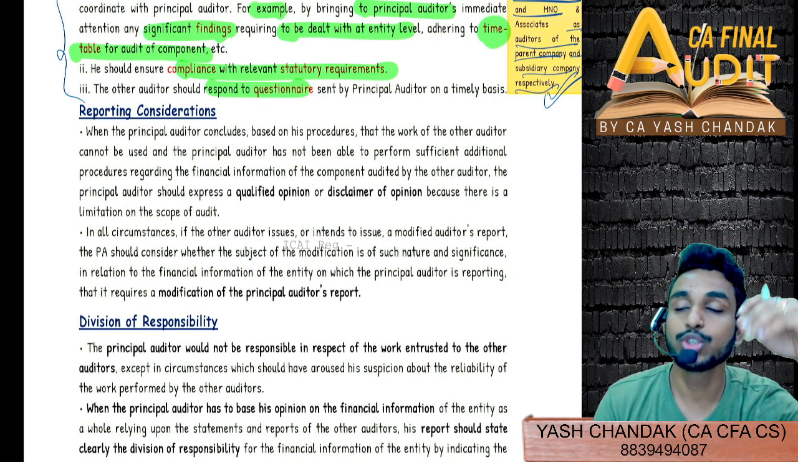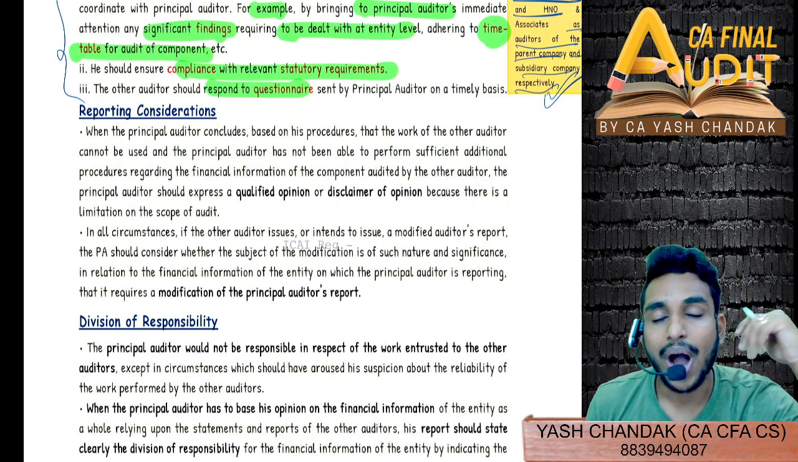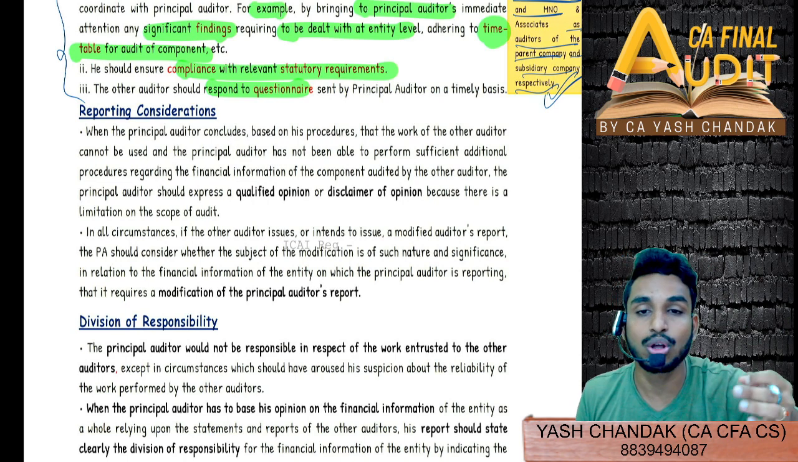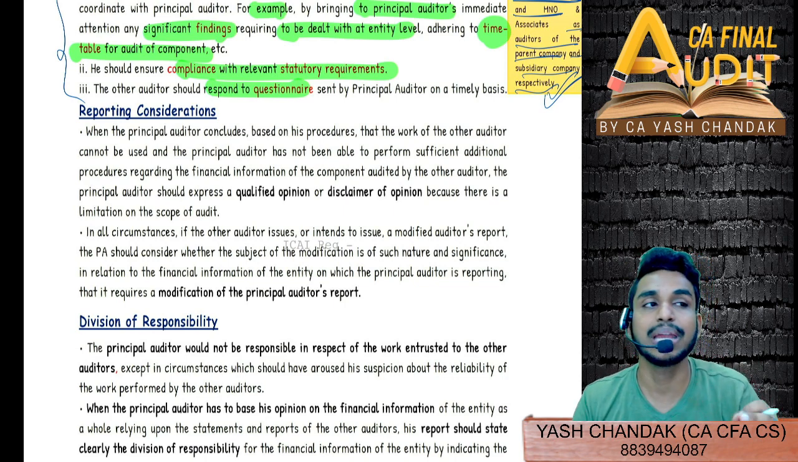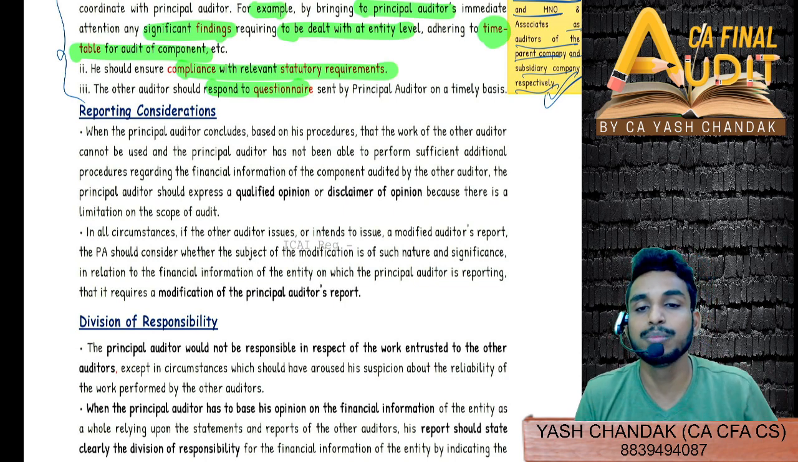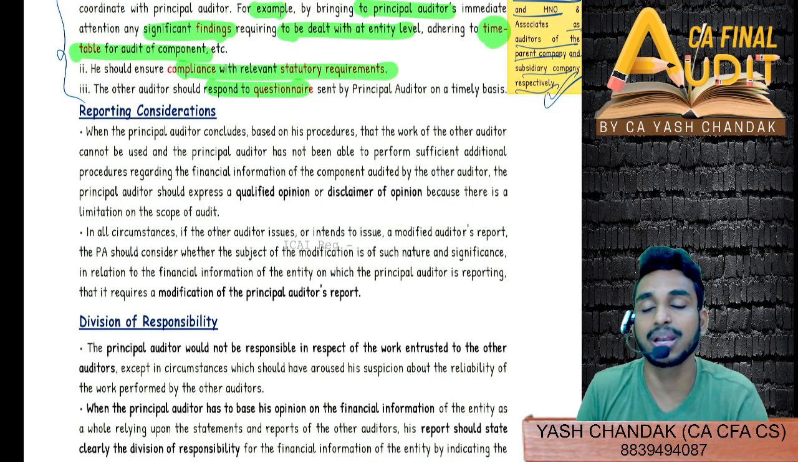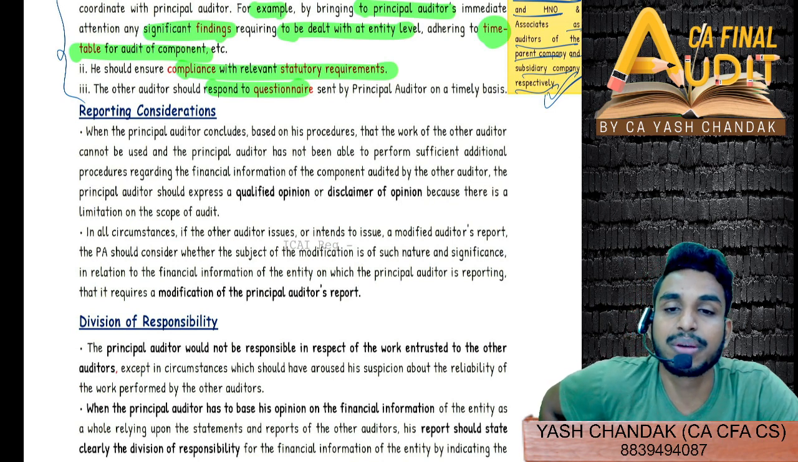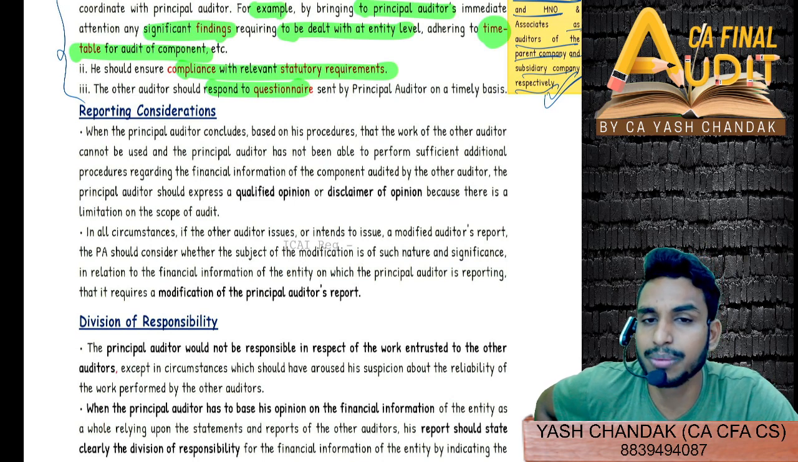Then you should issue a qualified opinion, yes or no? Why? Because you are not able to get the audit evidence. That means there is a limitation on the scope of the audit, right? There is a restriction on your audit, and since you are not able to obtain audit evidence, you will issue either a qualified opinion or a disclaimer of opinion if you feel that misstatements are not only material but also pervasive. If misstatements are material and pervasive, you will issue a disclaimer of opinion. However, if you feel that misstatements are only material but not pervasive as a whole, then you can issue a qualified opinion.